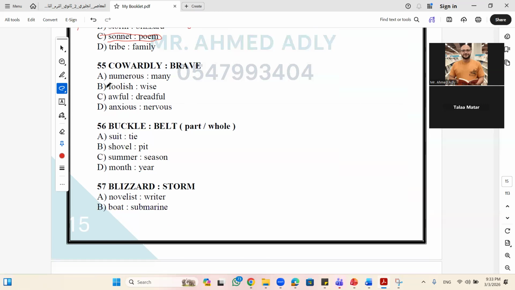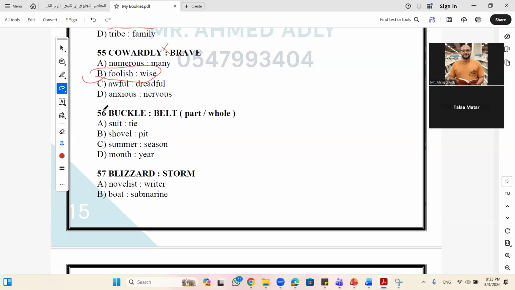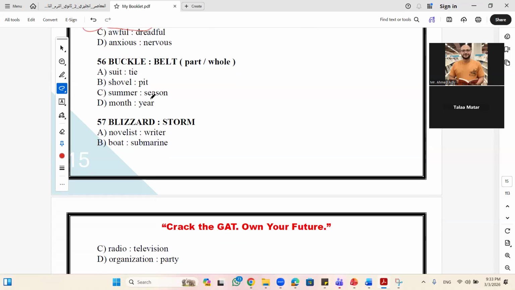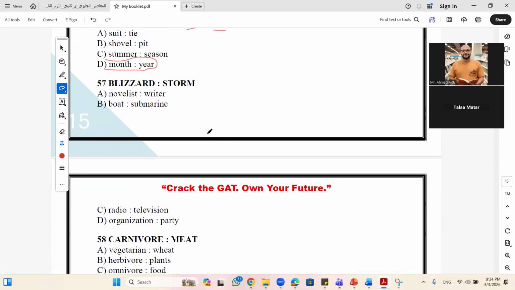Cowardly, brave, foolish and wise. Cowardly and brave are opposites, like foolish lacks wise. Buckle and belt, part of whole. Month and year. Month is part of the year. I second that. Okay. Blizzard and storm.